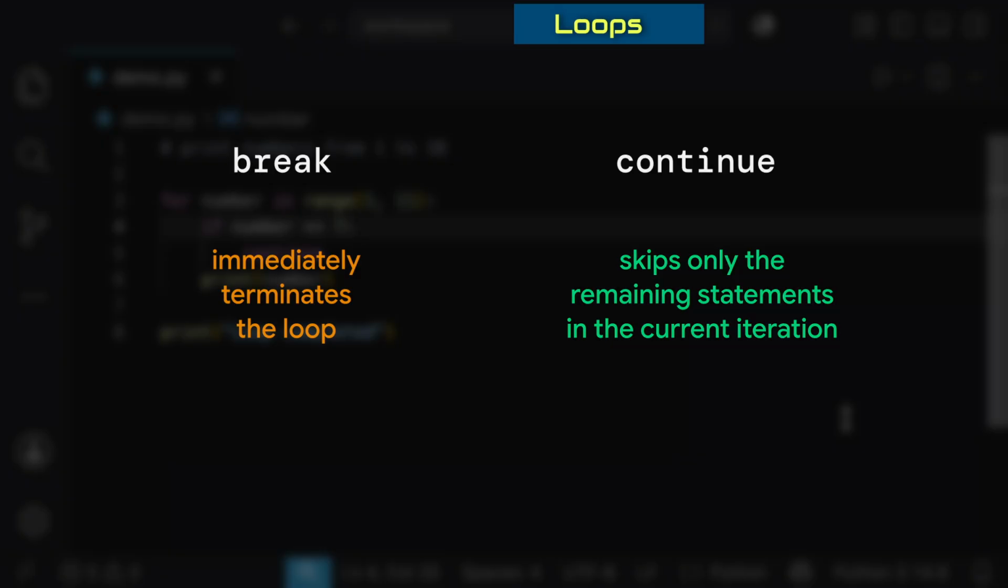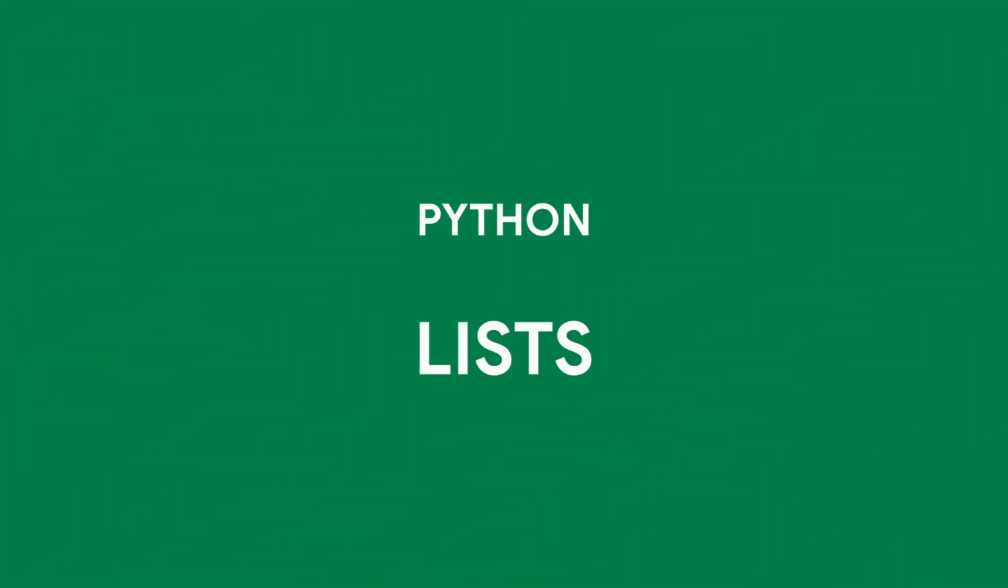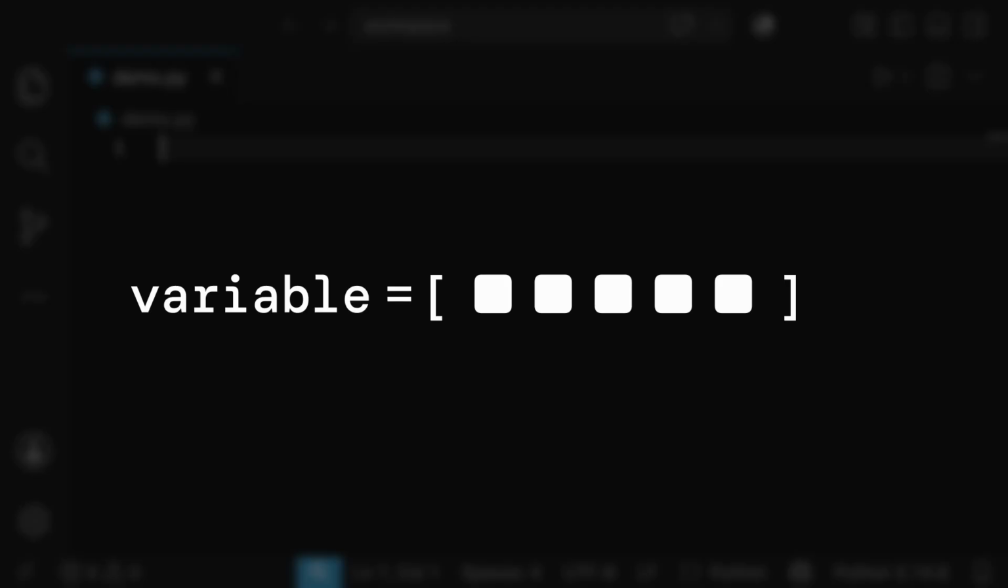Lists are one of the most commonly used data types in Python. A list allows us to store multiple values in a single variable. We will learn how to create lists, access list items, add new items, remove items, update existing items, and loop through a list.